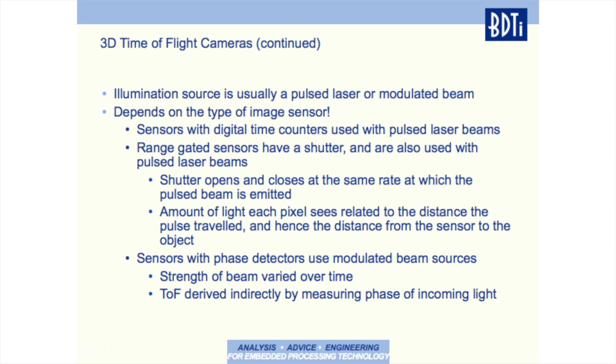There are sensors with digital time counters that are used with the pulse laser beams. Also, there are range-gated sensors that have a shutter that opens and closes at the same rate at which the pulse beam is going out, so that the amount of light each pixel sees is proportional to the depth. And then there are sensors that are actually phase detectors. These use a modulated light beam whose strength is varied over time, and they measure the phase of the incoming light, which in turn is proportional to the time of flight. So you derive the time of flight indirectly.